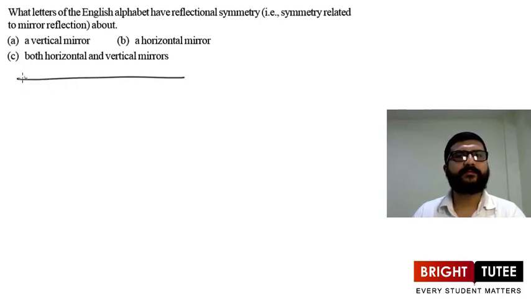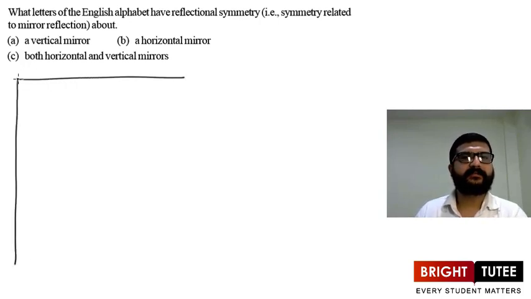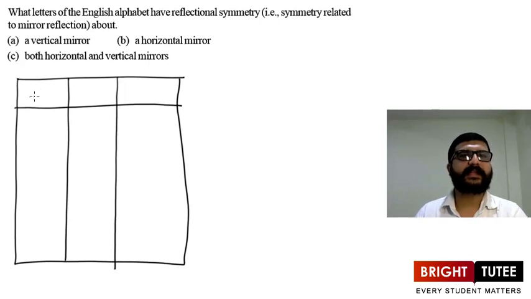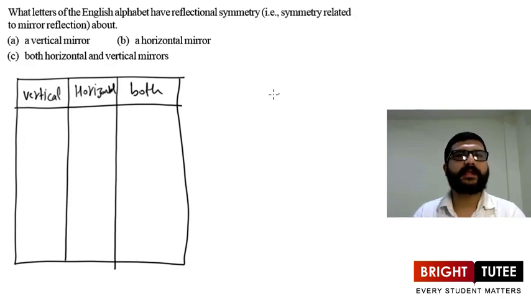So what we can do, we can draw a table first. We can draw a table like this. In the first column we can write all the letters which are having vertical mirror symmetry, and then horizontal, and then we can write for both. So now what we have to do, we have to try for each and every letter one by one.